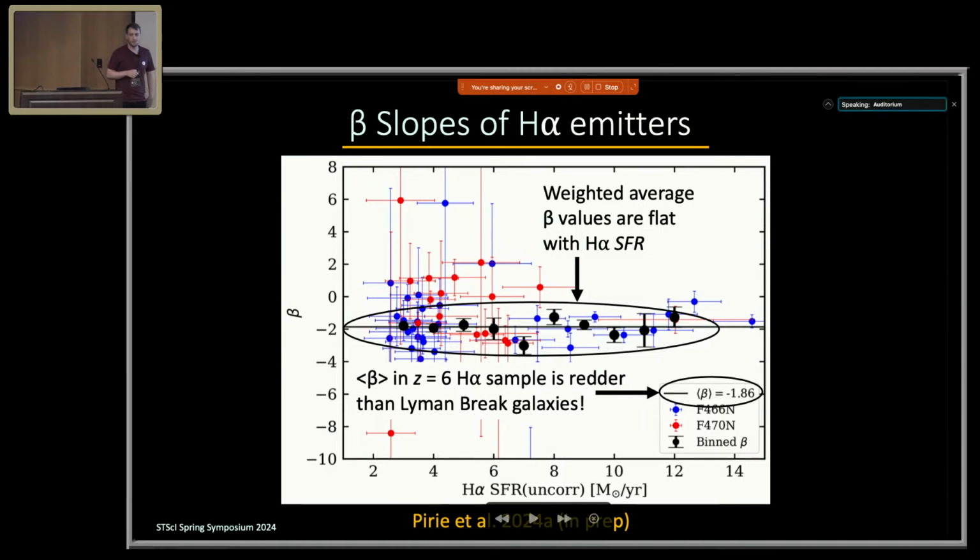quite a bit redder than those that were selected using the Lyman break techniques when the Wide Field Camera 3 went onto Hubble, and we had this flurry of papers in the late 2000s, early 2010s, trying to find really blue Lyman break galaxies. So what we're seeing is that we're actually picking up a different population of star-forming galaxies that have been missed, most likely from previous surveys, due to the fact that they're probably much dustier.